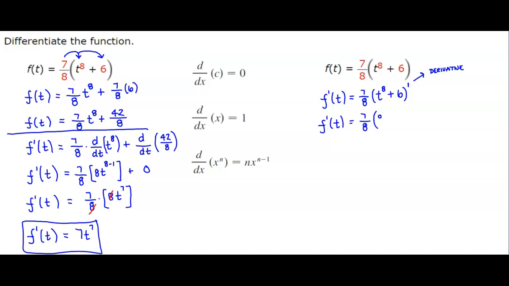Remember that this is n, which is 8t to the 8 minus 1, and the derivative of 6 is going to be 0. So therefore, f prime of t is 7/8 times 8t to the 7th power plus 0. And then if we simplify the 8's, we end up with 7t to the 7th power.